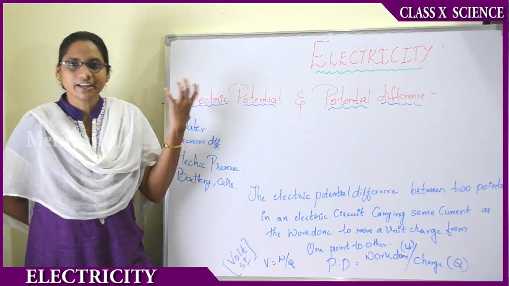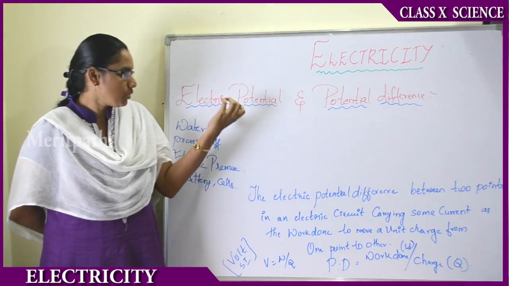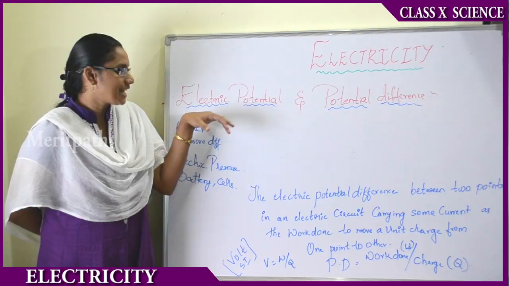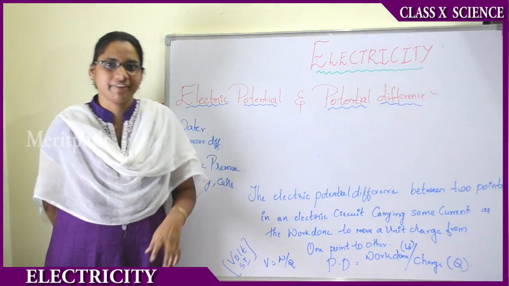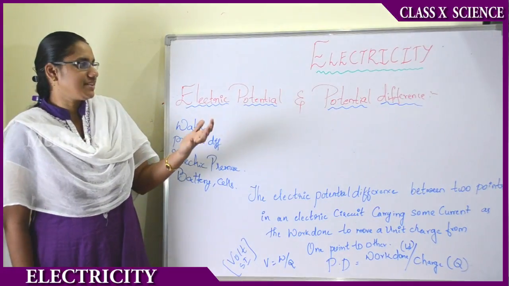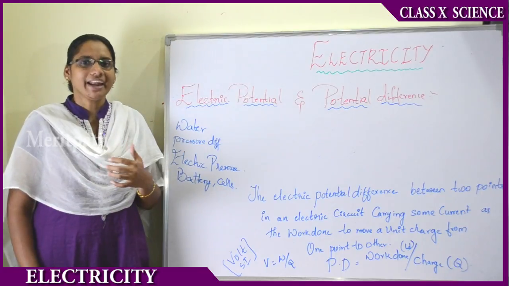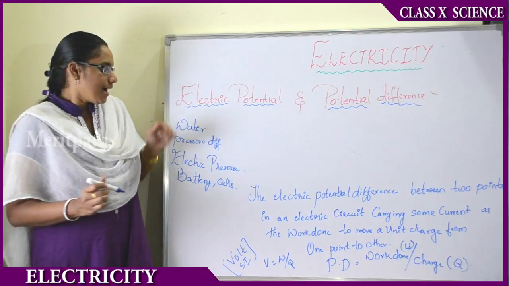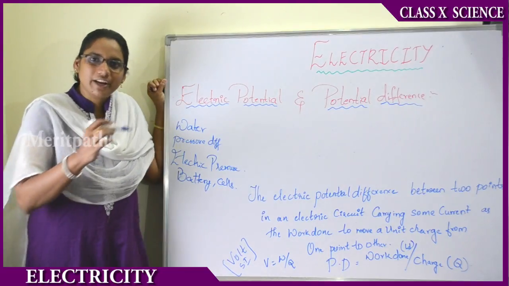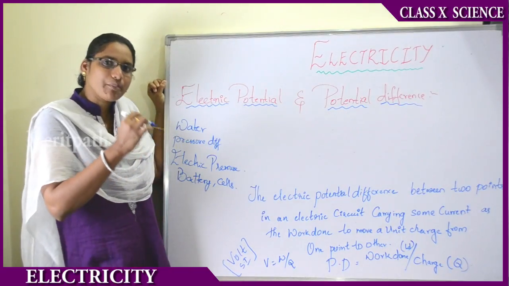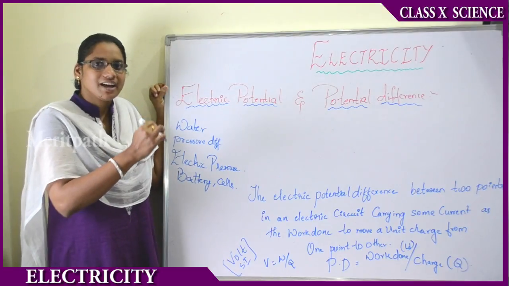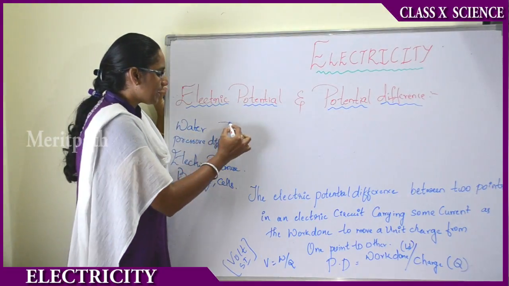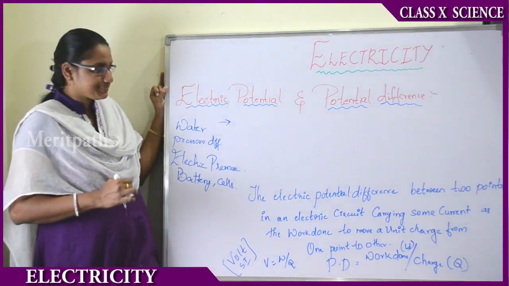Now we will be learning two more new words, that is electric potential and potential difference. What is the difference between the electric potential and potential difference? You will be learning further. I want to give an example in order to understand the potential difference between the currents. For example, let us take water, right?